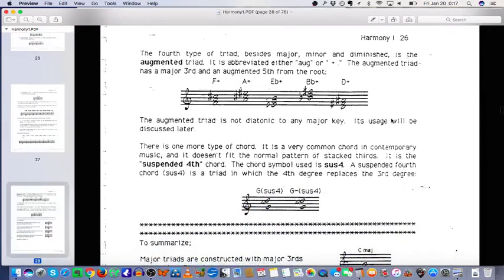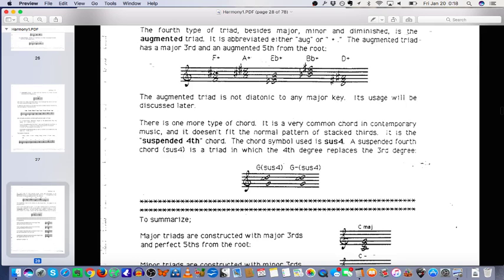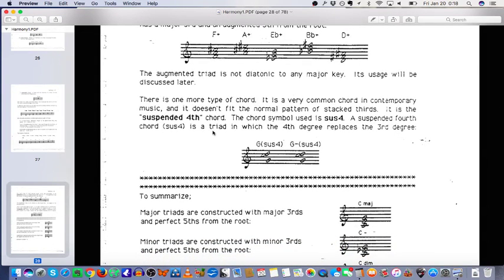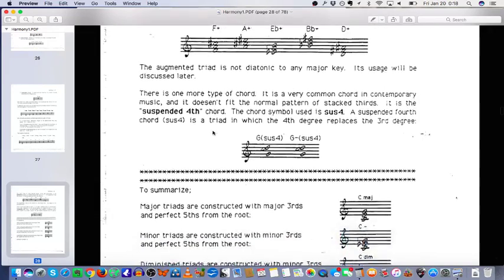Okay. The fourth type of triad, besides major, minor, and diminished, is the augmented triad. It is abbreviated either AUG or with a plus symbol. The augmented triad has a major third and an augmented fifth from the root. Or you can look at it as two stacked major thirds. So major third, augmented fifth on the outside. The augmented triad is not diatonic to any major key. Its usage will be discussed later.